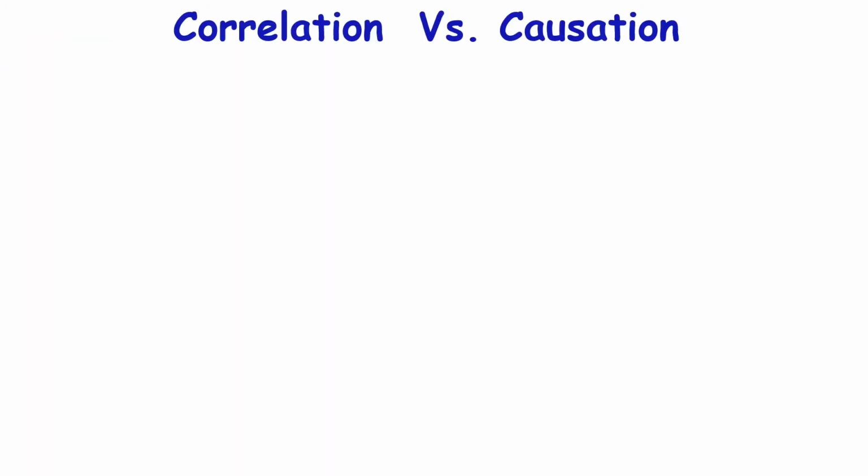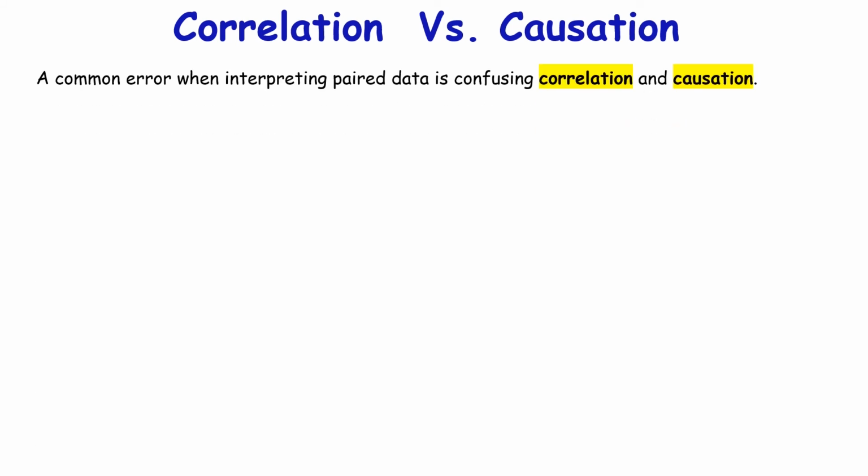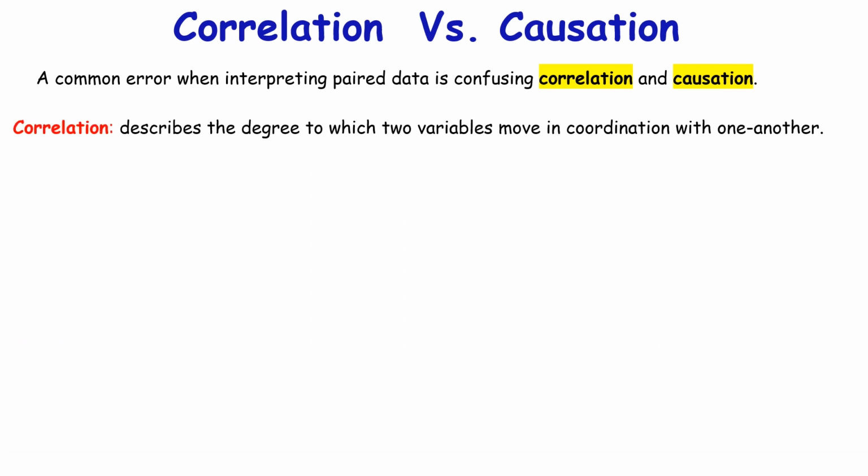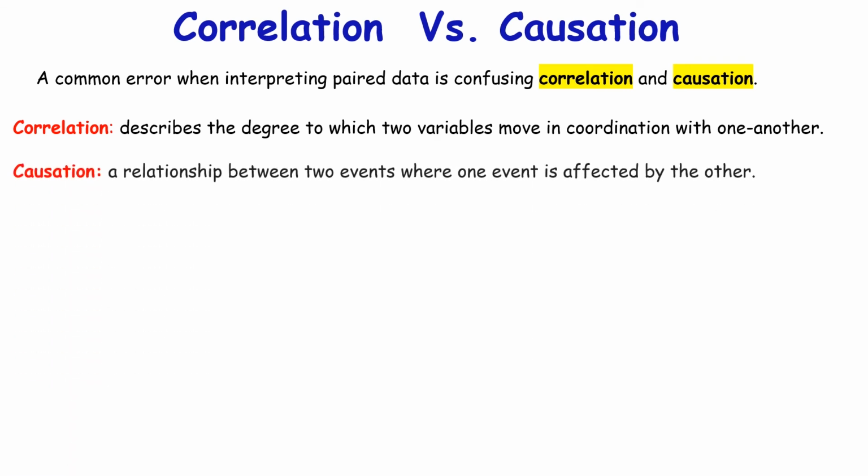The last thing I want to show you in this lesson is correlation versus causation. And a common error when interpreting paired data is confusing correlation and causation. So let's see the difference. A correlation describes the degree to which two variables move in coordination with one another. Causation is a relationship between two events where one event is affected by the other one.